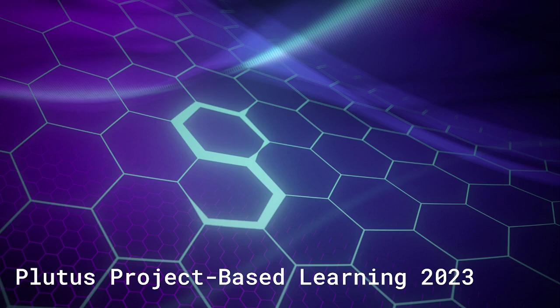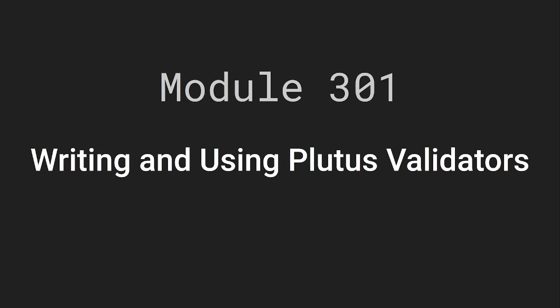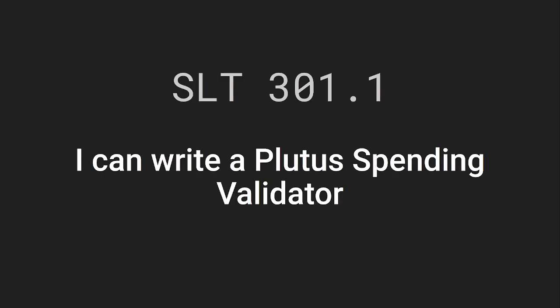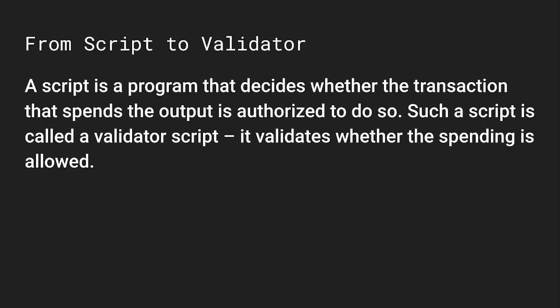My name is Frédéric Samvoura, and today we'll be going over Module 301, which is writing and using Plutus validators, in particular Module 301.1, which is about writing Plutus spending validators. And the script is a validator because it validates whether the user, the transaction, is allowed to spend the output. So basically that's the validation it does, and that's why it's called the validator: it validates whether the spending is allowed at the script.